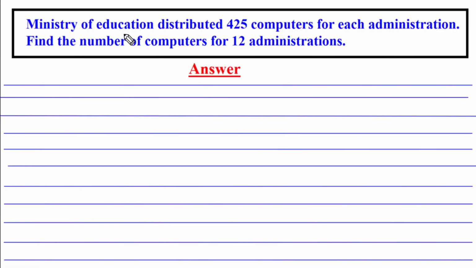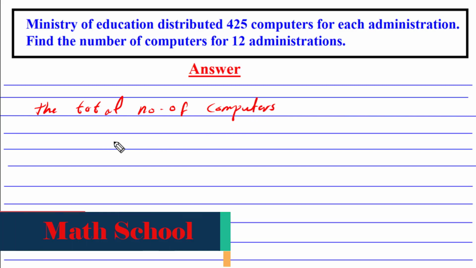First problem: the Ministry of Education distributed 425 computers for each administration. So the number of computers for each administration is 425. Find the number of computers for 12 administrations. To find the total number of computers, we will multiply 425 times 12, the number of administrations. So we will say here the total number of computers equals what?